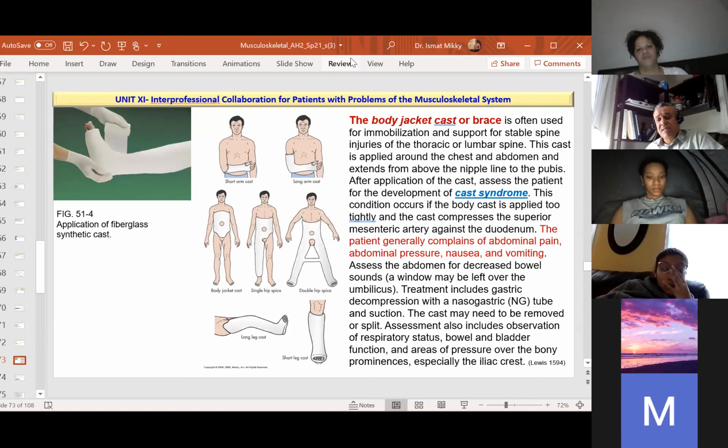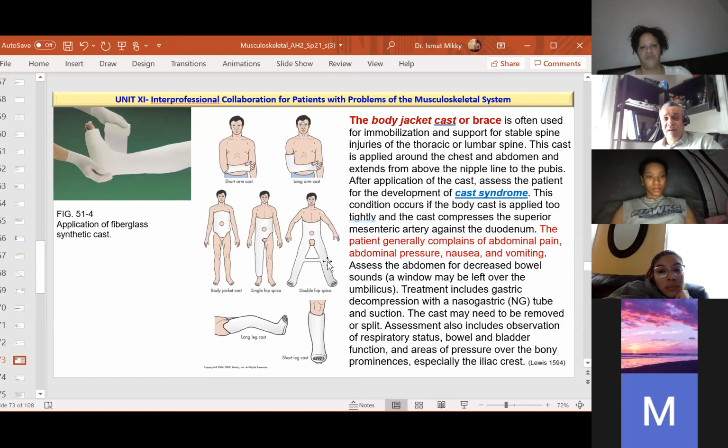And there is something called cast syndrome, which especially results when there is pressure on the patient's abdomen. An example of that would be the double hip spica. This is the type of cast that will be applied for children who underwent the CDH surgical fixation of the congenital dislocated hip, or hip dislocation. So they will apply a hip spica for these children, and they will have it for a few weeks, if not months.